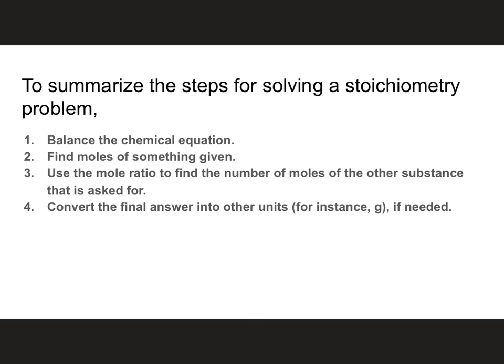So here's a list of the steps that you would do to solve a stoichiometry problem. I would write these in your notebook and keep them handy for reference. Eventually you won't need them, but that may not be the case for a few days. So you're going to balance the equation, and find moles of something given. Sometimes it's given in moles, in which case you're already done with step 2. If it's given in grams, you have to convert it to moles. Third step, use the ratio. And fourth step, convert the final answer if you need to. You may not need to do step 4.